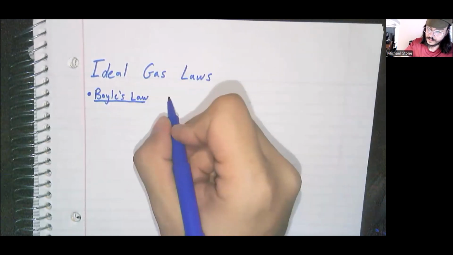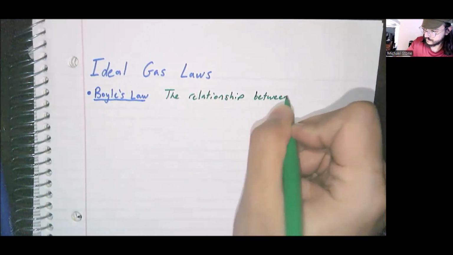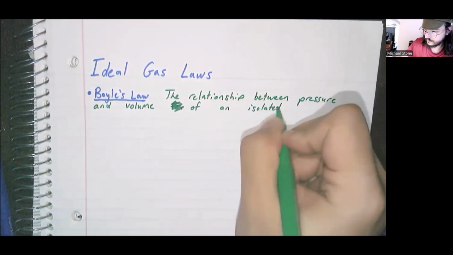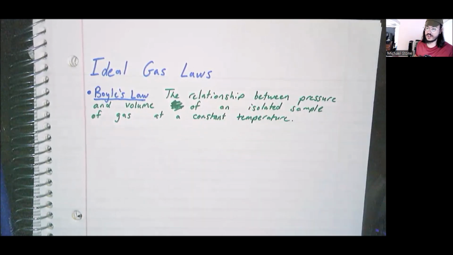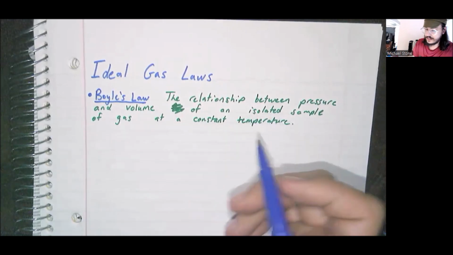Boyle's law tells us about the relationship between pressure and volume of a sample of gas, isolated from its surroundings, at a constant temperature. Now, what does it mean for a gas to be isolated? Most likely confined to a container. In fact, you'll sometimes see this restated with the word confined instead of isolated.